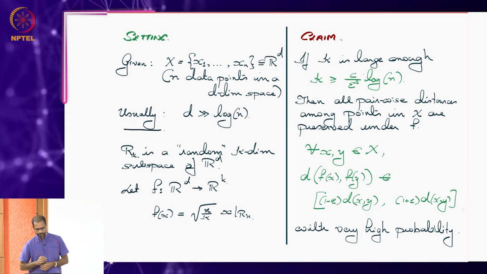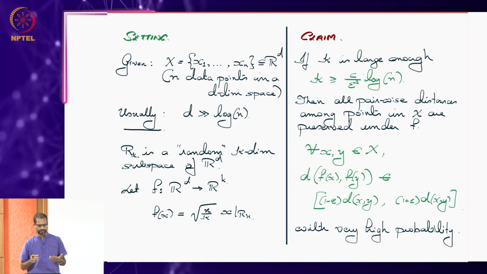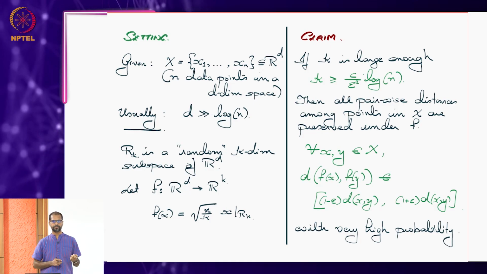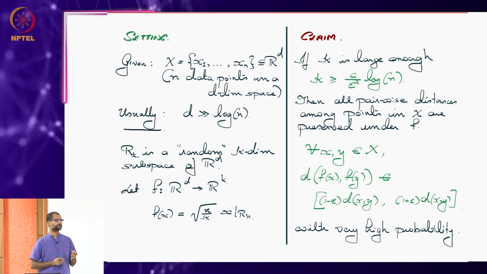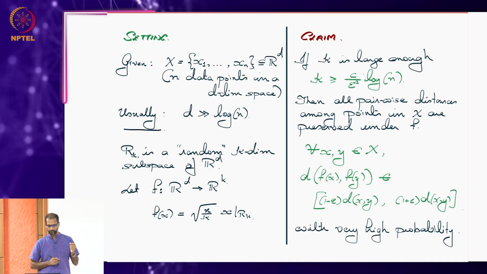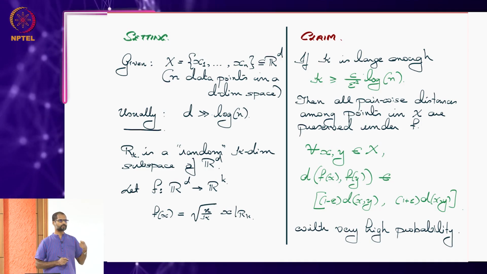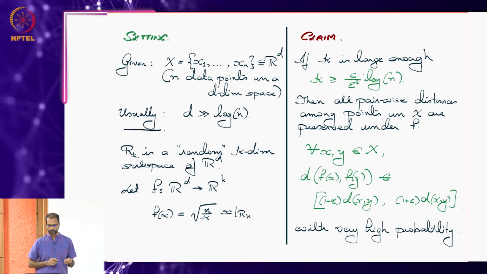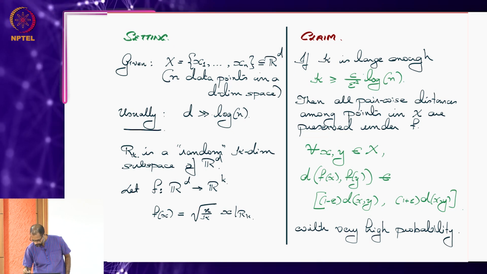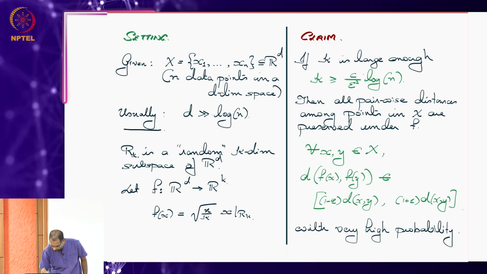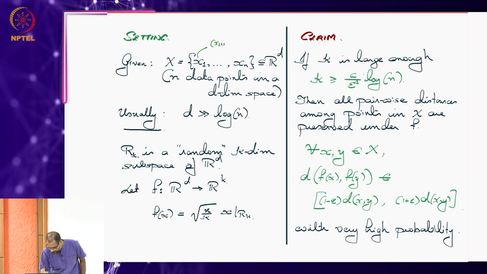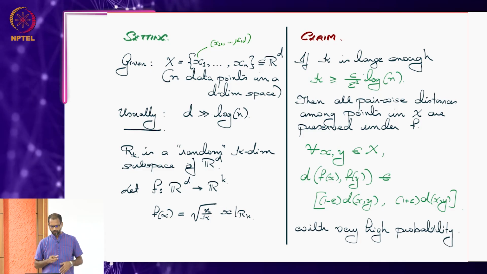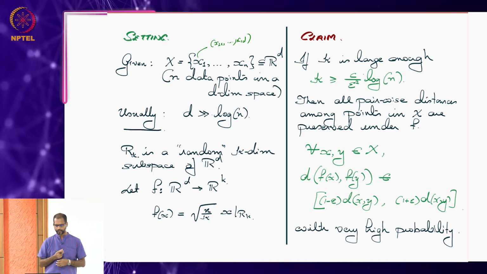So, the initial setting remains the same as yesterday. You have n data points x1 to xn in a d-dimensional space. I will stick to the same symbols we used last time. Each x1, remember, is a vector. x1 is not a scalar. x1 is itself something like x11, x12, up to x1d. It is itself a d-dimensional vector. You have n such d-dimensional vectors.